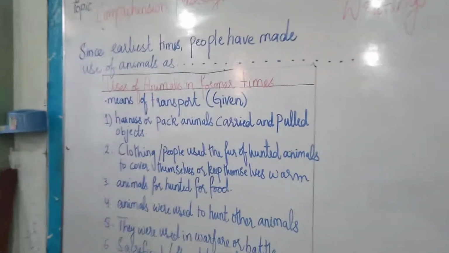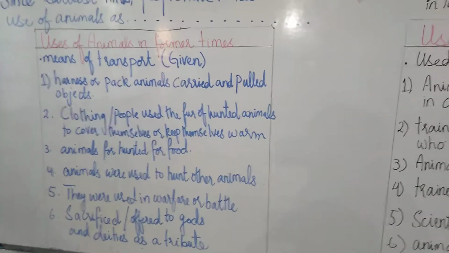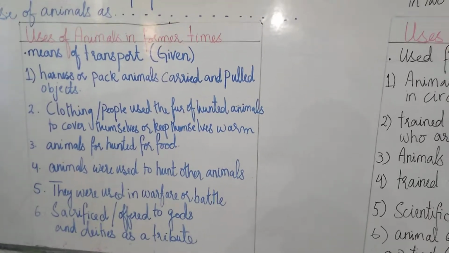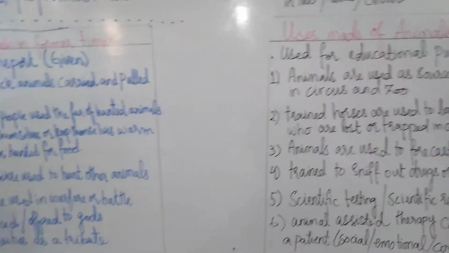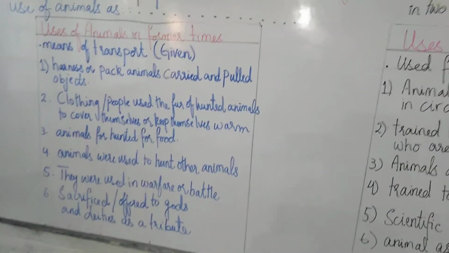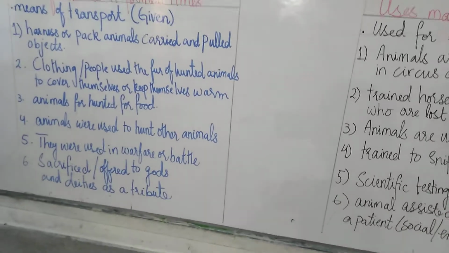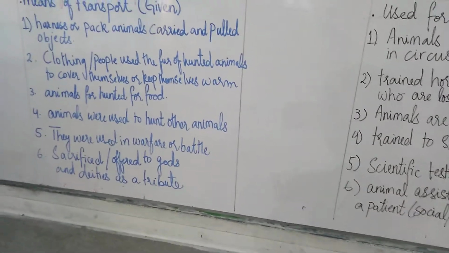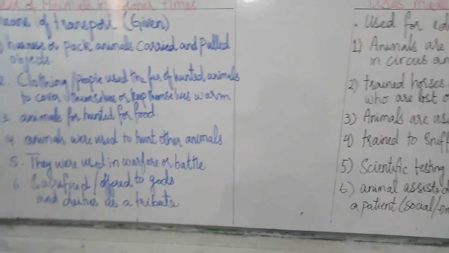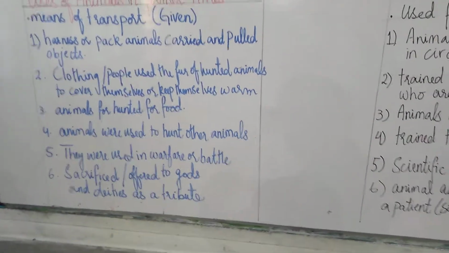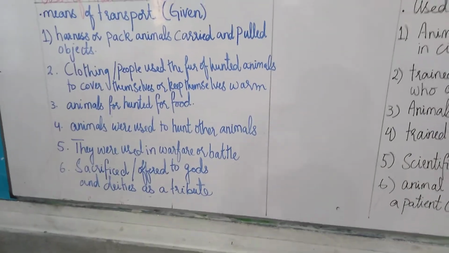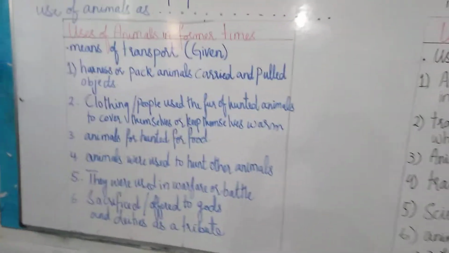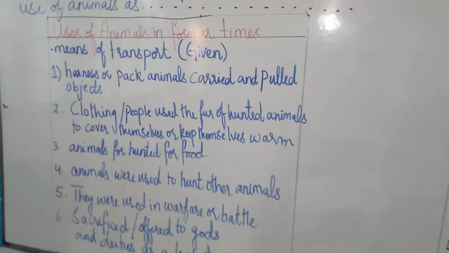Clear? Now how to write the summary? Basically, the points which you have already written, like the uses of animals in former times and the uses of animals in the present time or the current time. The points are the same, but you can see they are all written separately and they do not have a connection or link with each other. So you have to take out the same points and write down the summary. Clear? Like how animals are being used as a means of transport.